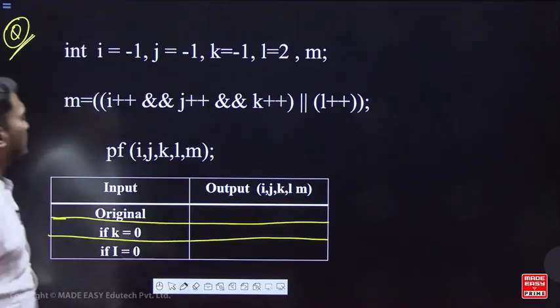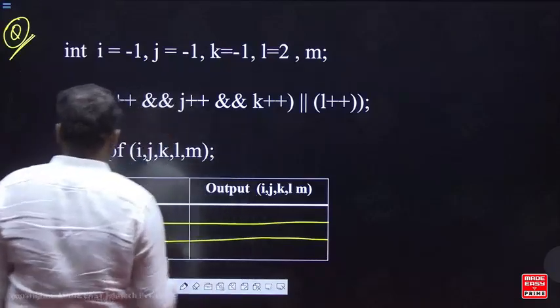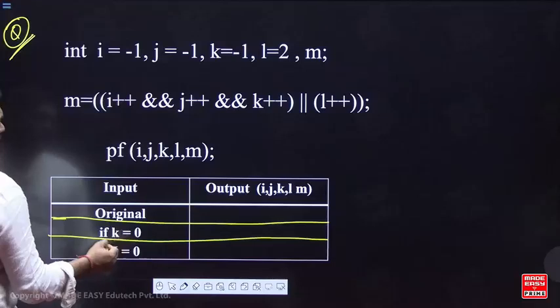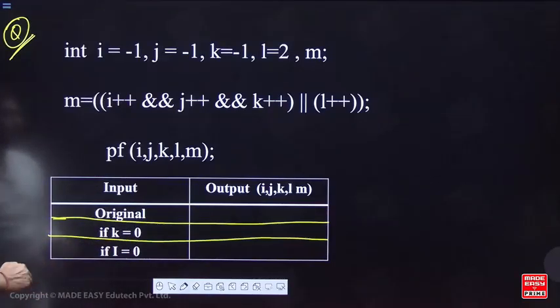In the input, what is the last one? Where is the input? If i equal to 0, small i, last one in the input, i equal to 0.